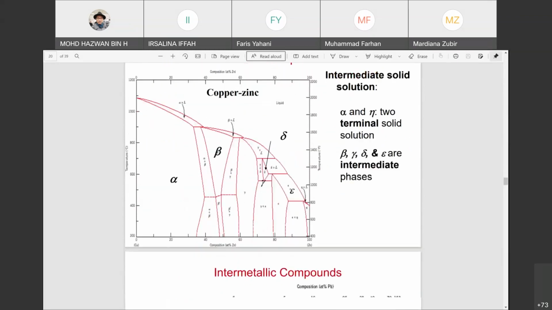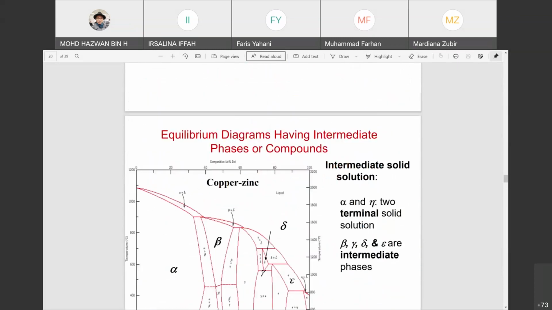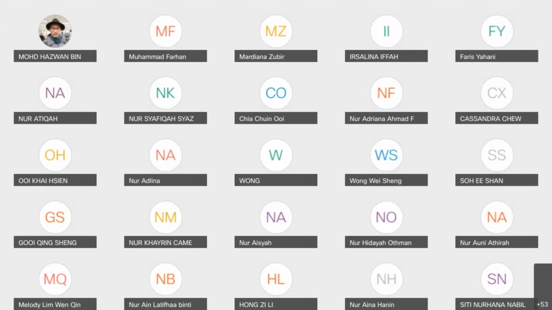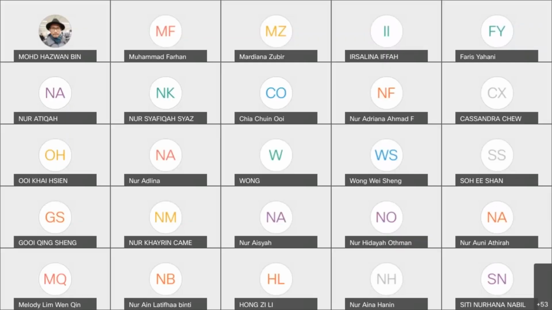Now this moves into another chapter. I guess I would like to show you the definition of hypoeutectoid and hypereutectoid, hypereutectic and hypoeutectic. Wait a moment.